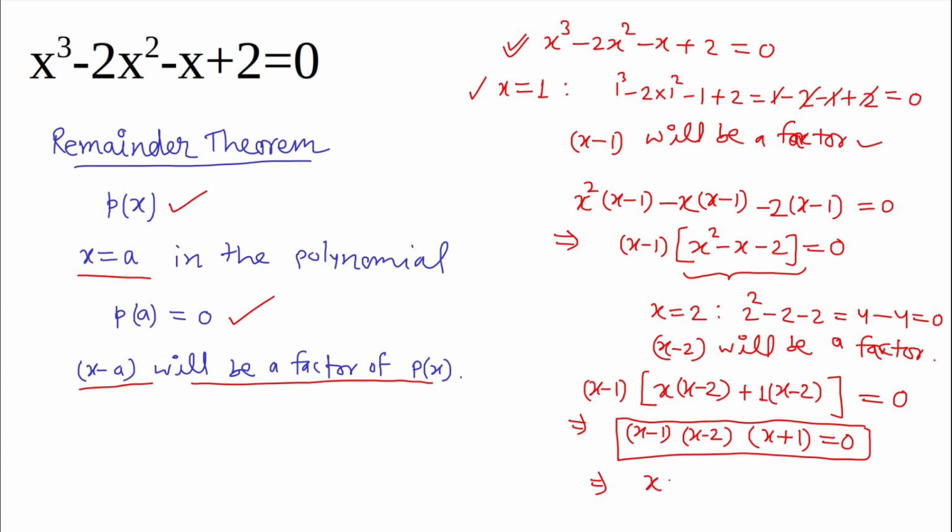So if you put x minus 1 equal to 0, that means x equal to 1 is the solution or zero of this polynomial. When you put x minus 2 equal to 0, you will get x is equal to 2. And if you put x plus 1 equal to 0, then you will get x is equal to minus 1. So this way we found all the three zeros of this polynomial, and you also got the three factors of this cubic polynomial. I hope you understood how to use the remainder theorem to factorize a cubic equation, or you can use this to find the factors of a higher degree equation also.